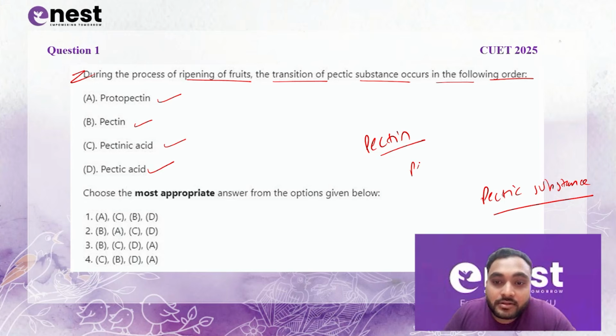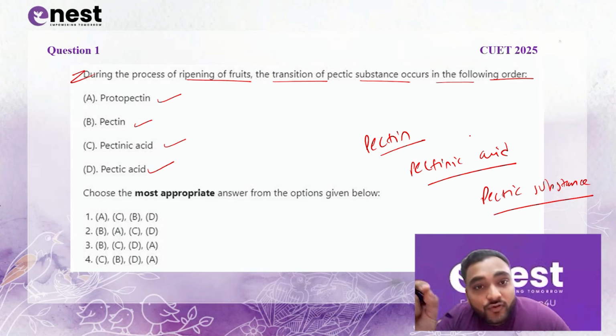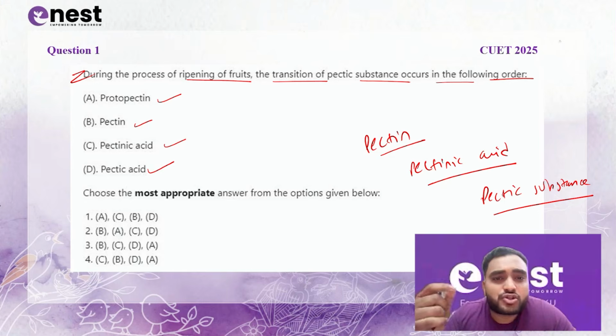Then we have pectinic acid. Pectinic acid is produced when pectin methyl esterase removes the methyl groups from the pectin. And the last we have the pectic acid, which is formed by polygalacturonase hydrolysis, which leads to over ripening of the fruits. That is why whenever we see bananas which are over ripened, they are very soft and mushy.